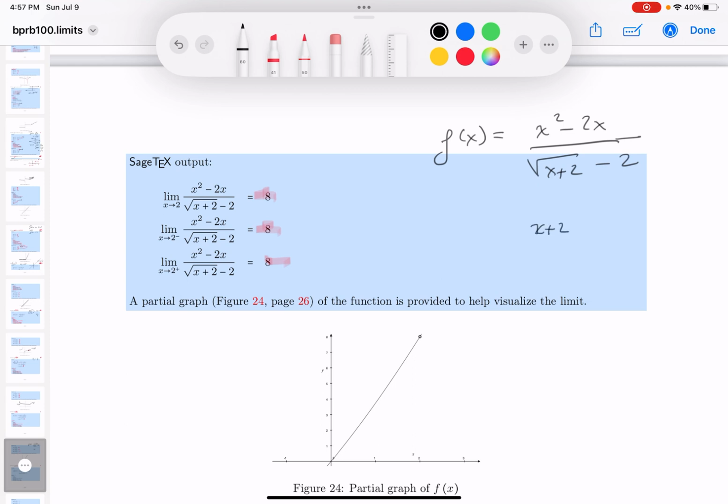x plus 2 must be greater than or equal to 0, which means x must be greater than or equal to minus 2. That's one thing I know, that this graph has to be on the interval from minus 2 to infinity. The other thing I know about this is the root of x plus 2 cannot equal 2. What does that mean? x plus 2 can't equal 4, so x can't be equal to 2.